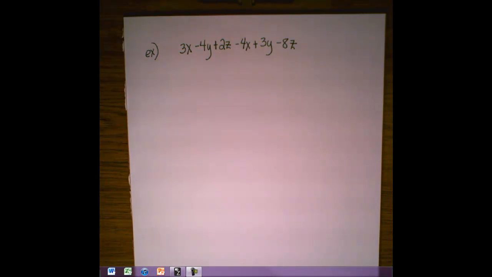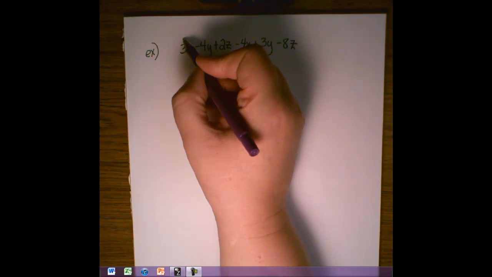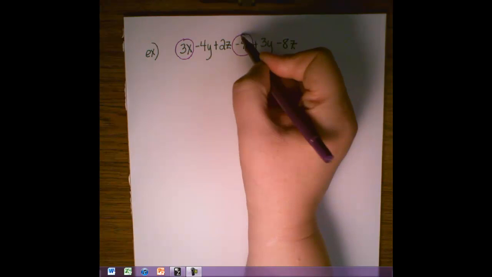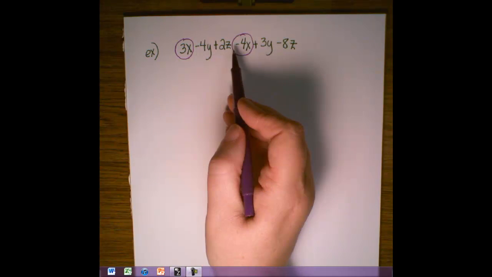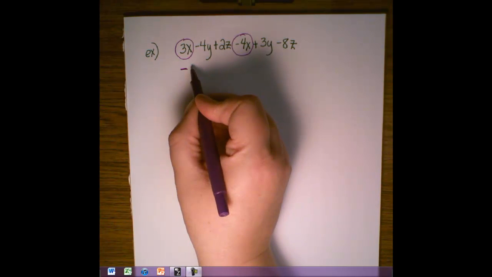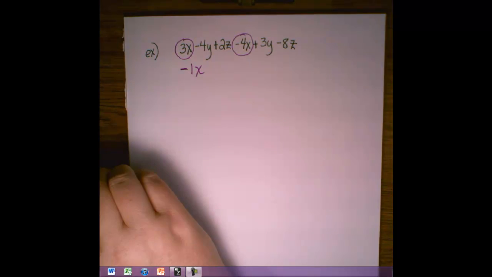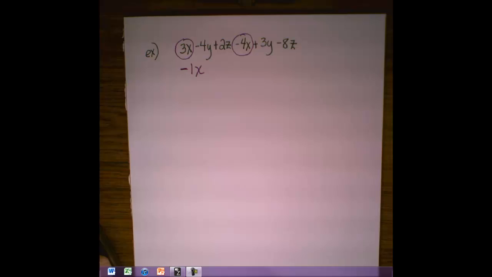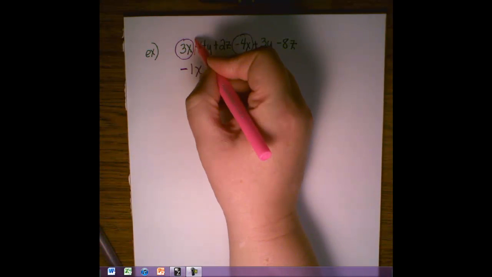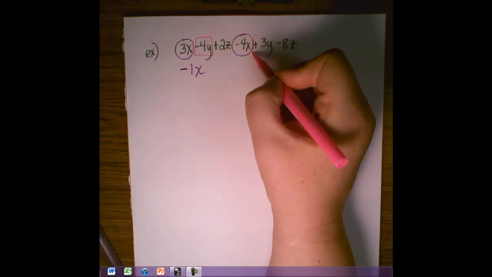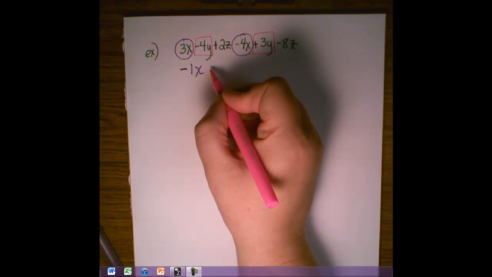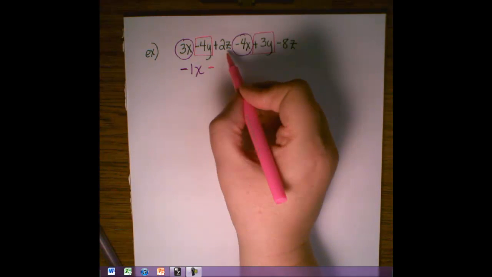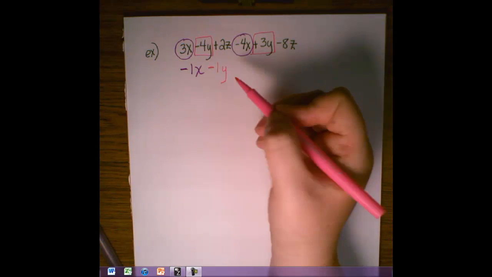And in this case, we have 3 types of terms. I have a 3x and a negative 4x. I'm going to go on and just add those together. A 3 and a negative 4 make a negative 1x. A negative 4y and a positive 3y make a negative 1y.